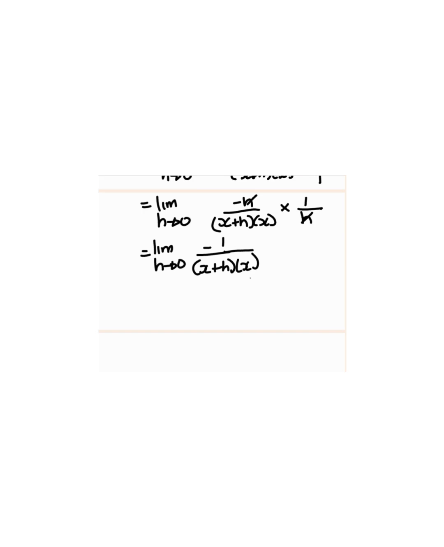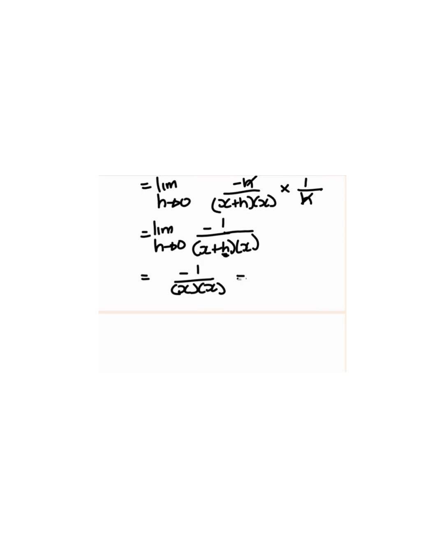And then remember, we said we now want to substitute the 0. So I'm going to substitute the 0 for h. I'm going to have negative 1 over x plus 0, which is just x, and then times the x, which is negative 1 over x squared, and that is our final answer. So our final answer is negative 1 over x squared.